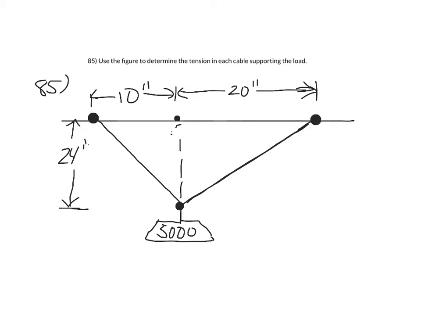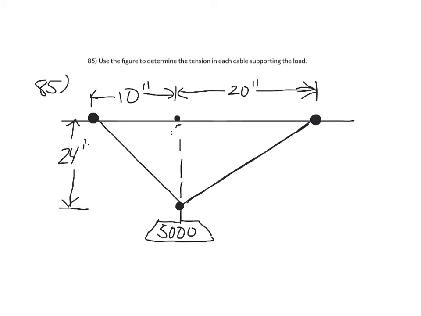So question 85 asks us to determine, using this figure, the tension of each cable supporting this load. So, let's check this out. This is really neat. You're going to love this. Now, I got two vectors here. You might not see them. Actually, I got three vectors here. And you might not see them right now, but here they are.